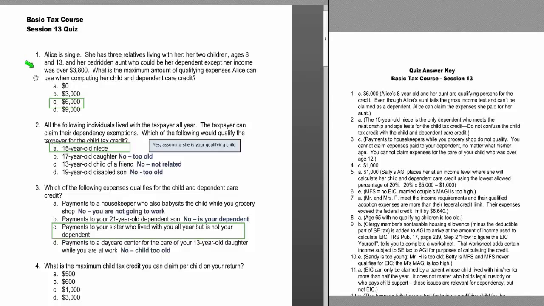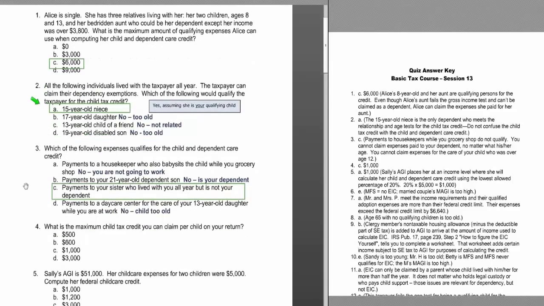Well, the answer is the maximum is $3,000 per qualifying person, either child or disabled person, a disabled adult, up to a maximum of two individuals. And so the reality is here that the two individuals that could qualify are the child age 8 and the bedridden aunt, regardless of her age. The 13-year-old child would not qualify at all, but either way, this is a rather simple question to get the correct answer. The maximum amount of qualifying expense is $3,000 per qualifying person. There are two qualifying persons, and that makes the correct answer C, $6,000.